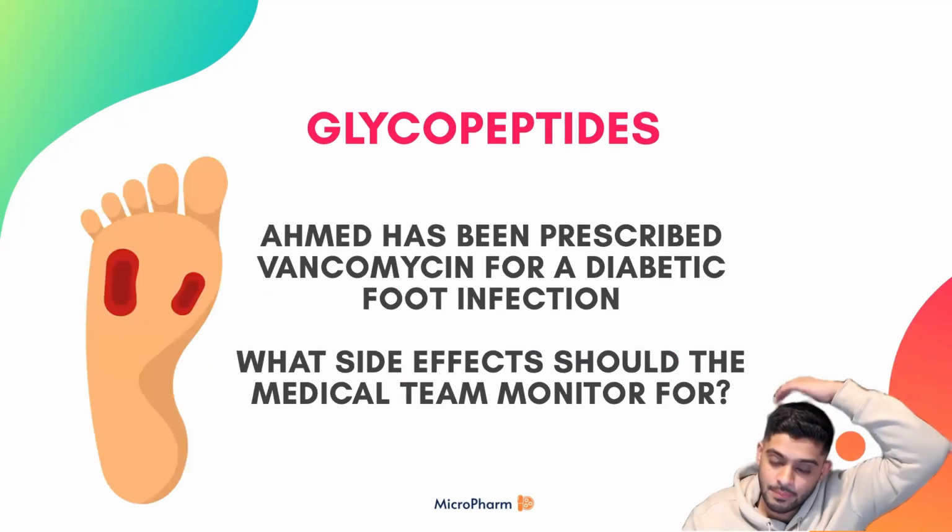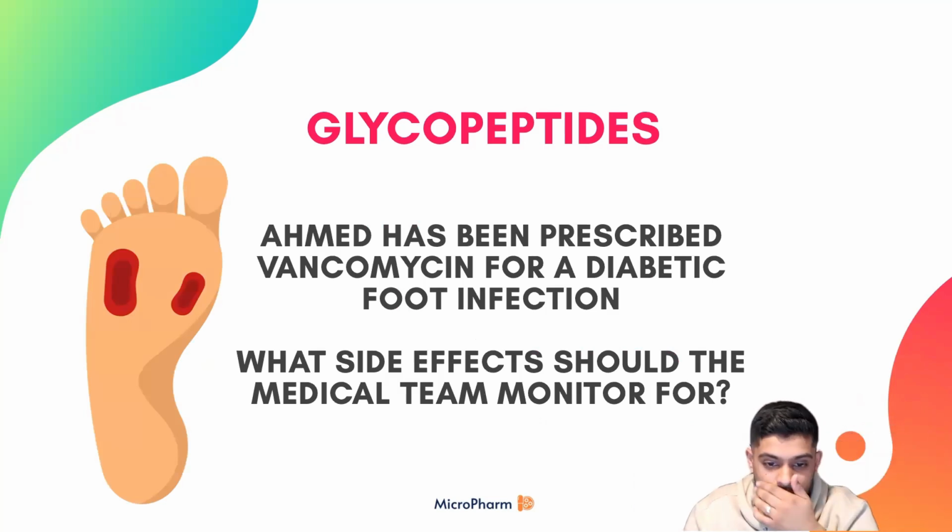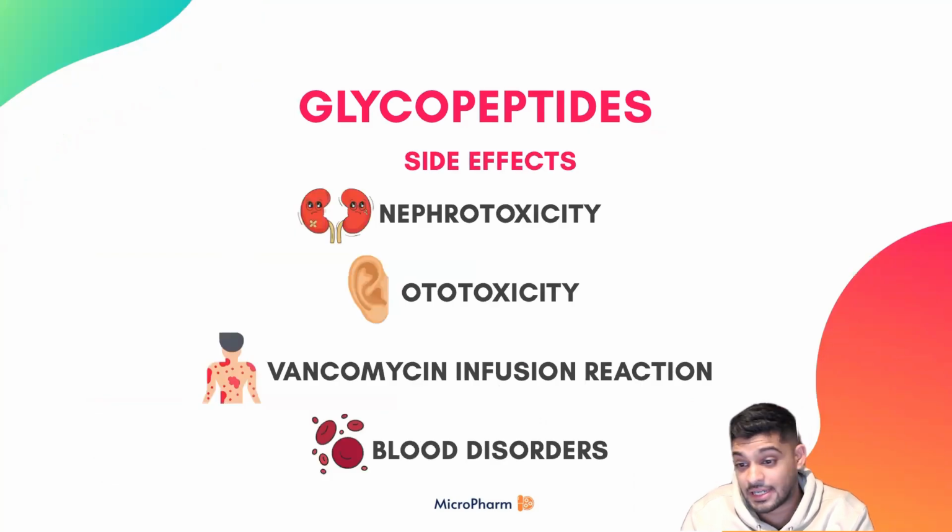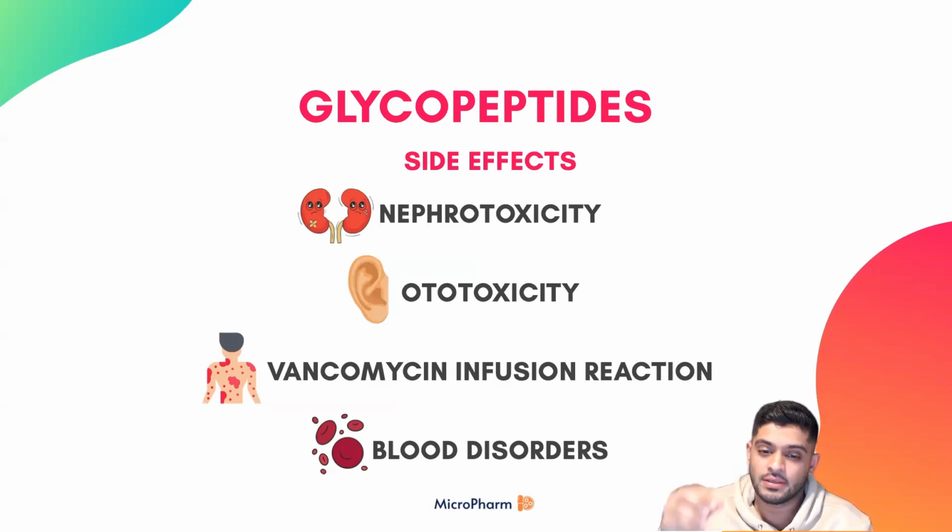What are the side effects that medical teams should monitor when it comes to glycopeptides? It can cause nephrotoxicity, it can cause oculotoxicity, and vancomycin infusion reaction, which was previously called Redman syndrome. The reason it's called vancomycin infusion reaction is that it is more likely to occur with vancomycin compared to other glycopeptides, and it can cause blood disorders as well. In particular, it causes thrombocytopenia, so you can drop your platelet count.